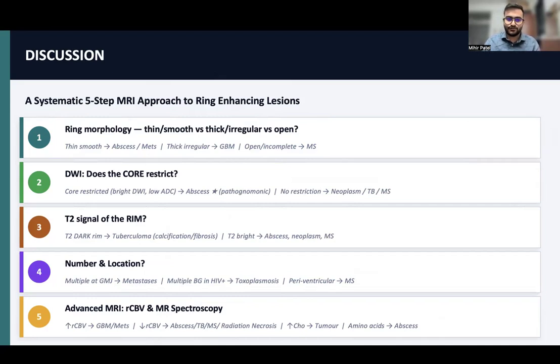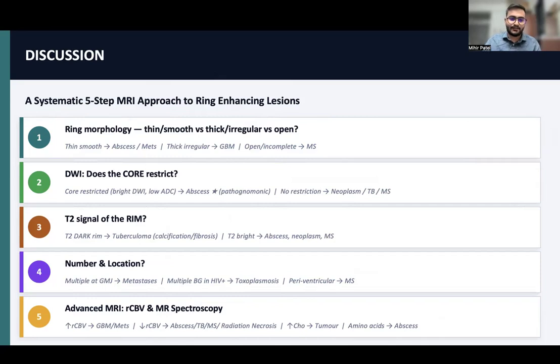Number and location also help. Multiple lesions at the gray-white matter junction are likely suggestive of metastasis. Multiple lesions in the basal ganglia in an HIV positive patient basically suggest toxoplasmosis. And if it is periventricular in location, it suggests MS.